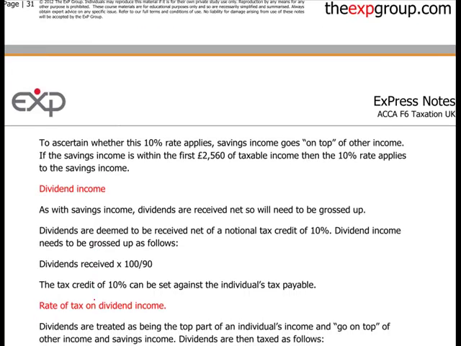Dividend income, that's the other big favourite of the examiner. Dividends are received net, so will need to be grossed up. Dividends are deemed to be received net of a notional credit of 10%. So unlike savings where it was 100 over 80, for dividends it's 100 over 90. So just watch for that in exam questions. And your tax credit of 10% can be set against the individual's tax payable. Okay.